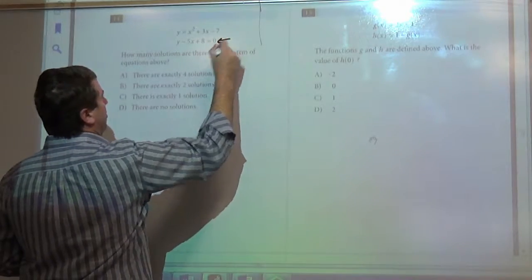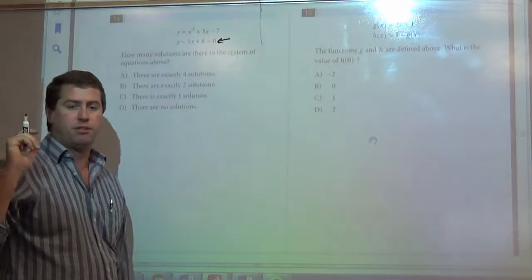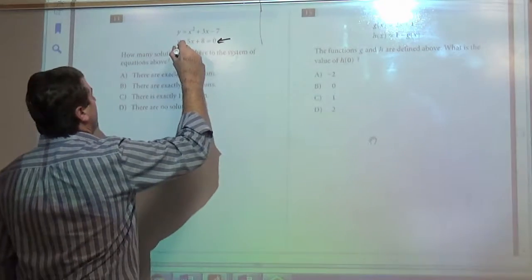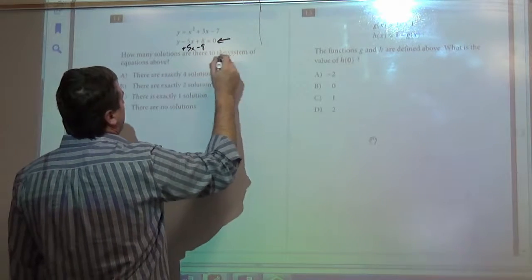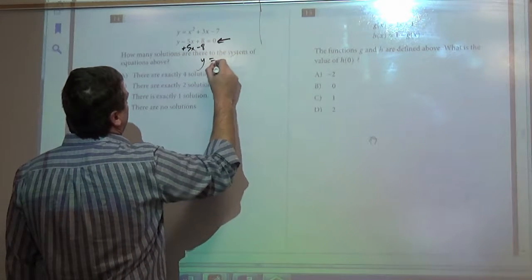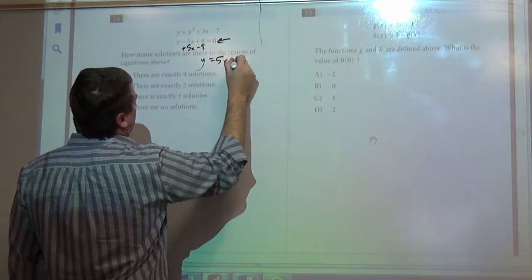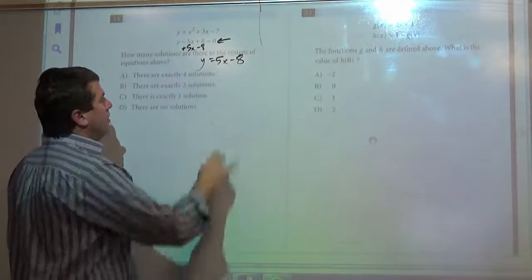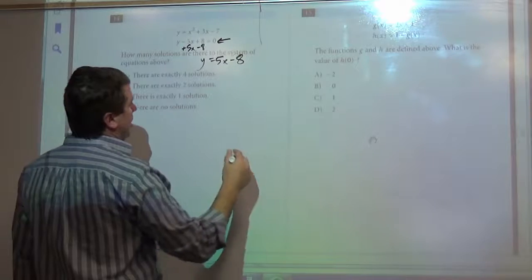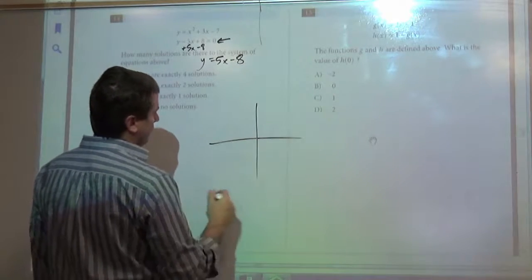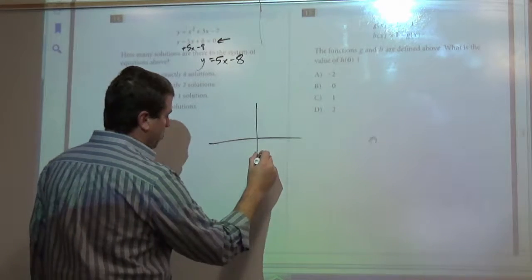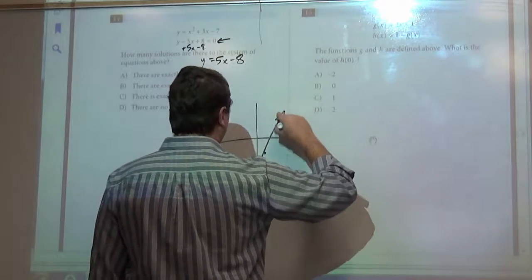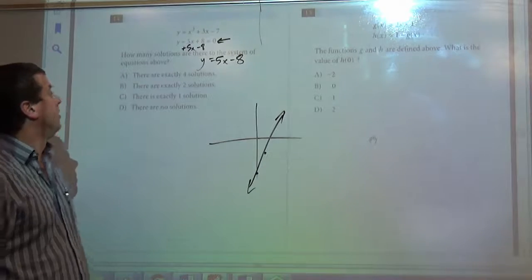So first, I'm going to move this around until it's in slope-intercept form. So I'll add 5x and subtract 8 from both sides, and it becomes y equals 5x minus 8. So now I at least sort of know what that looks like. It's down here at minus 8. It goes up 5 and over 1. So I have a line, sort of like that.